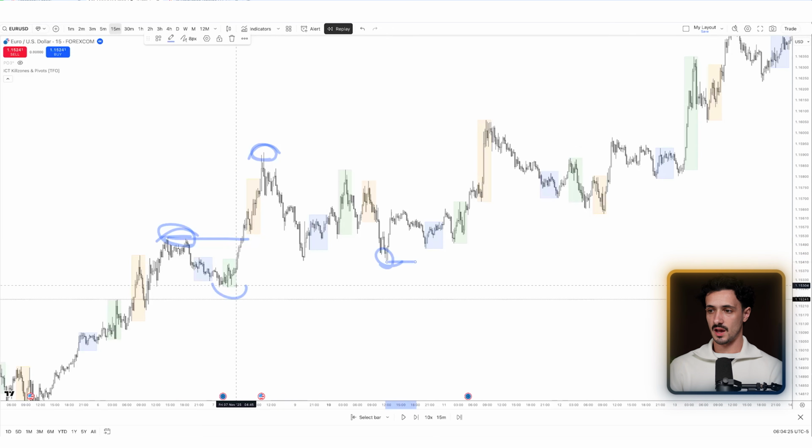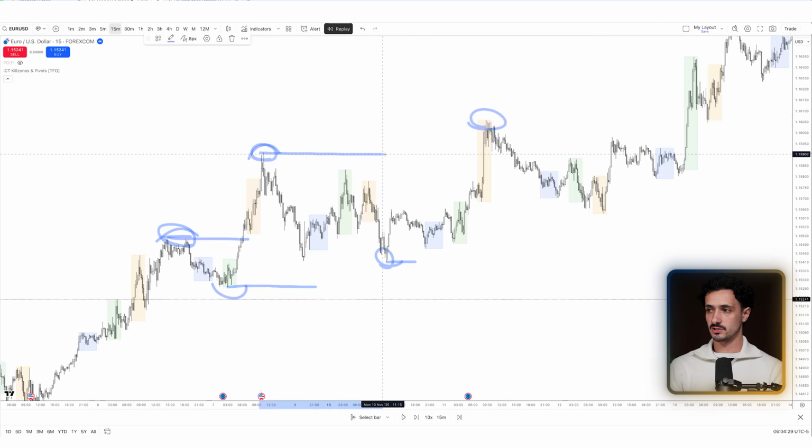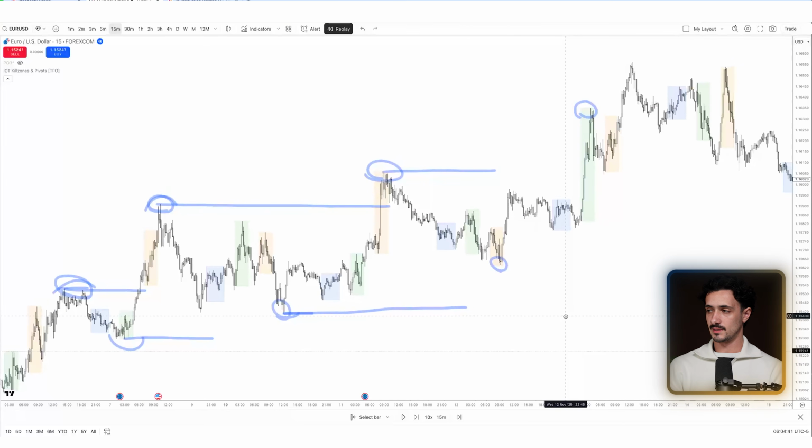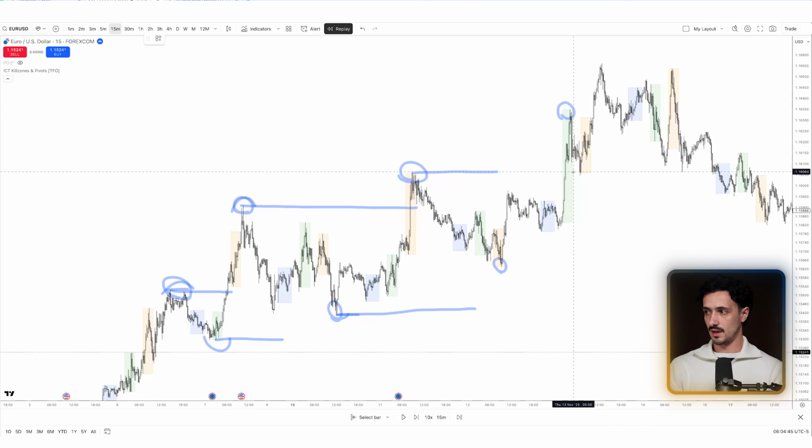This low here is higher than the previous low. Higher high, break of structure. Now the only thing that matters is this low here and this high here. And then price comes down, puts in a higher low, and then puts in a new higher high, right? And again, price puts in a higher low and then a higher high, right?